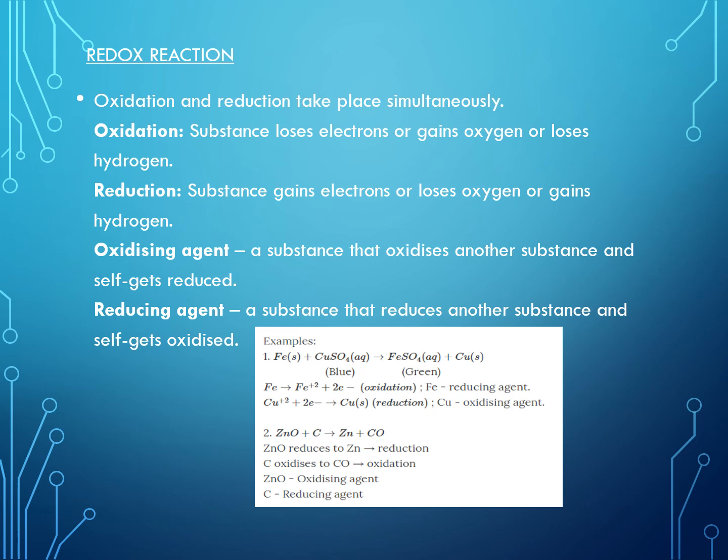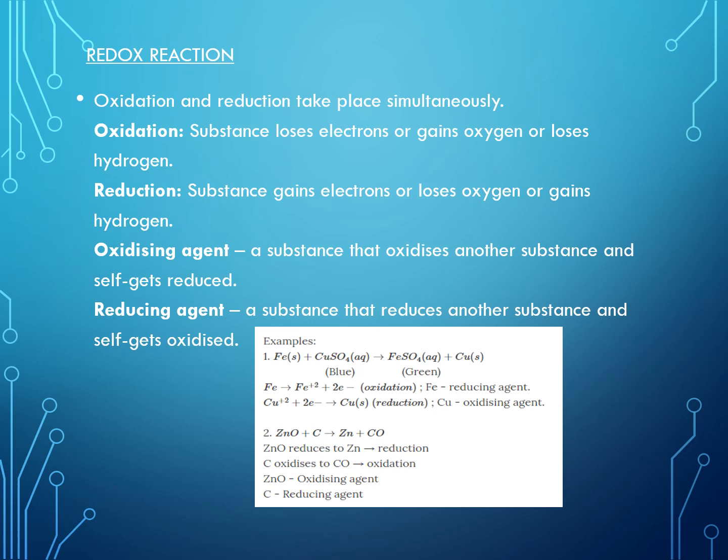Now we will take an example here. Iron reacts with copper sulfate in aqueous form and gives you ferrous sulfate, that is FeSO4, and copper. So what is happening here is iron is giving electrons. That means it is losing electrons, so it undergoes oxidation. And we can say that it is a reducing agent.